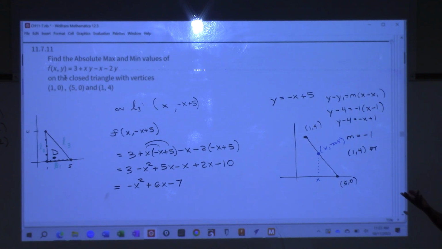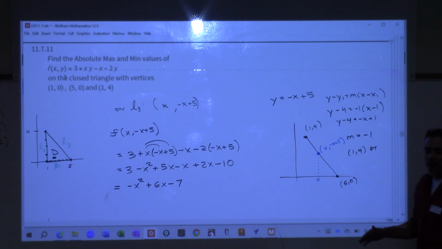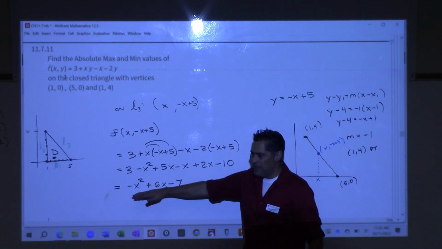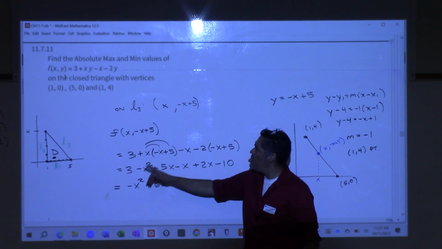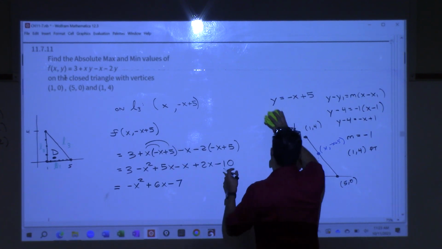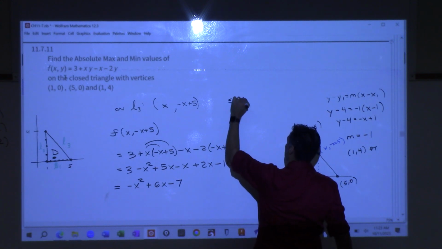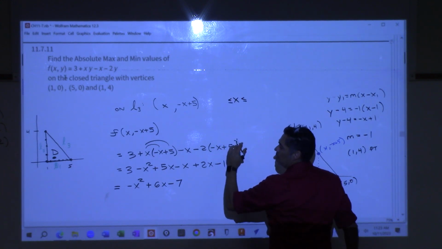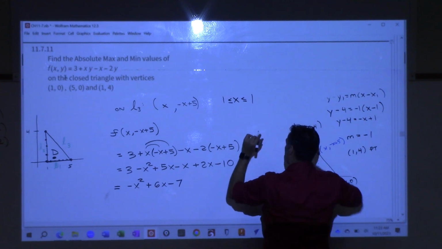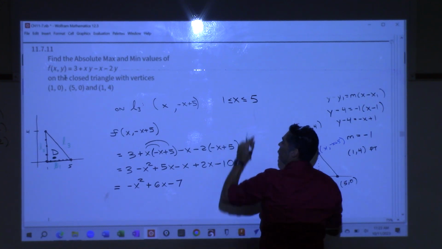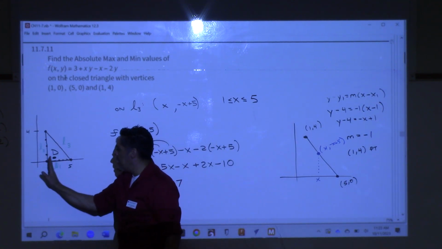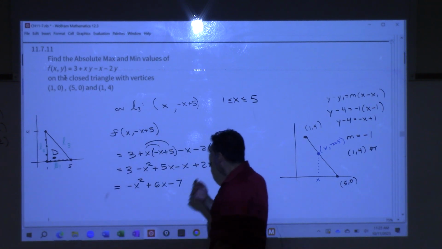So again, you have to take yourself back to college algebra, Cal 1, and you have to say, how do I find the maximum and minimum values of a function on a closed, oh, I forgot to put my restrictions, sorry. I forgot to put it in here. What is the restriction on x? We do have a restriction on x. What is it? Between 1 and 5. That is important, okay? Because if we're on L3, the x is between 1 and 5.